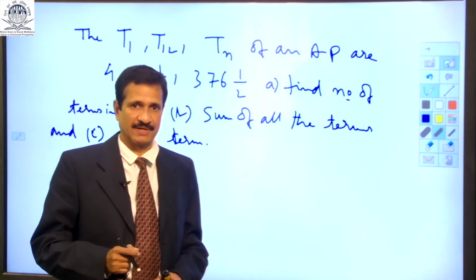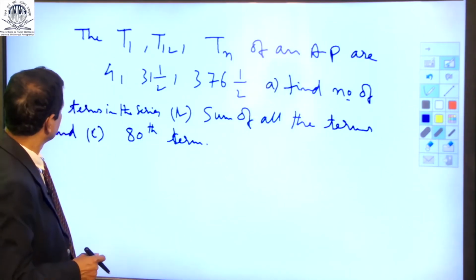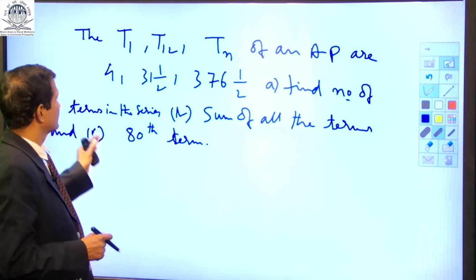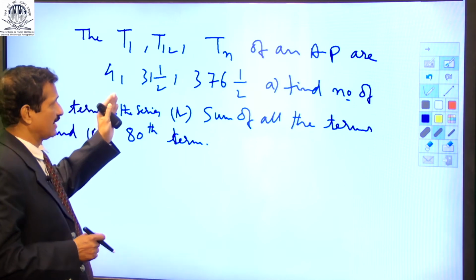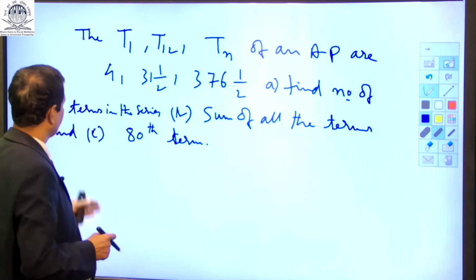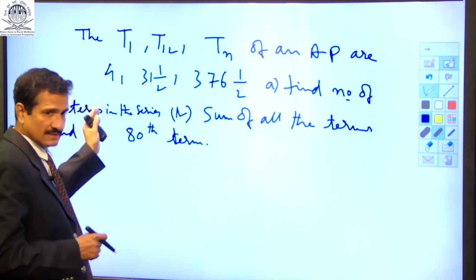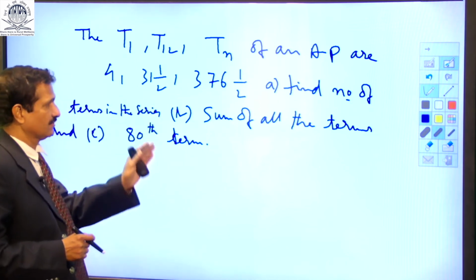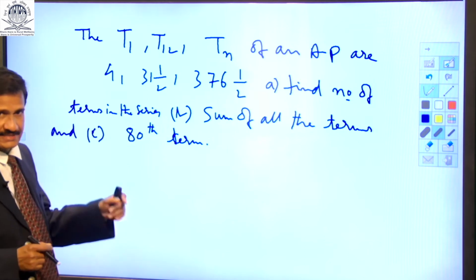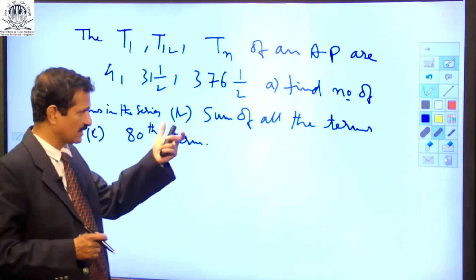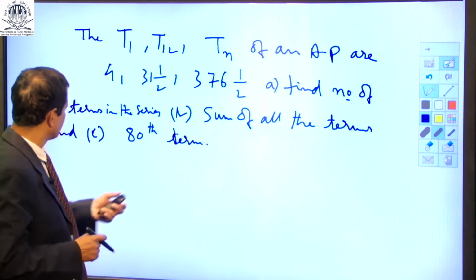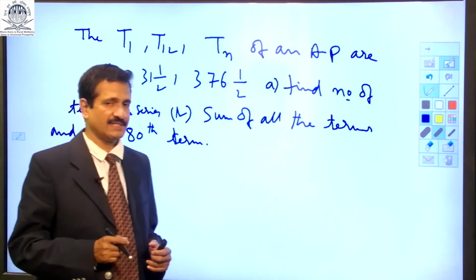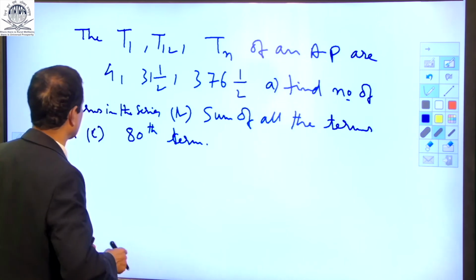We move on to the next problem now. Let us read the problem. The problem goes like this. The T1 is the first term in this. The T1, T12 and Tn in AP are 4, 31.5 and 376.5. Find the number of terms in the series, that is the first question. Number 2, sum of all the terms, and C, the 80th term, that is T80.